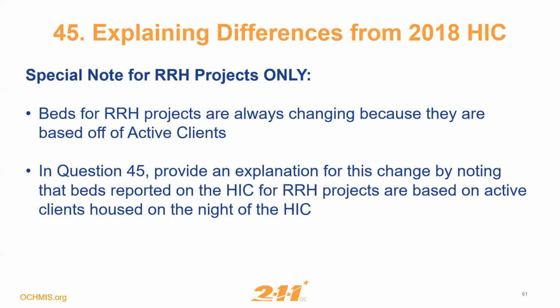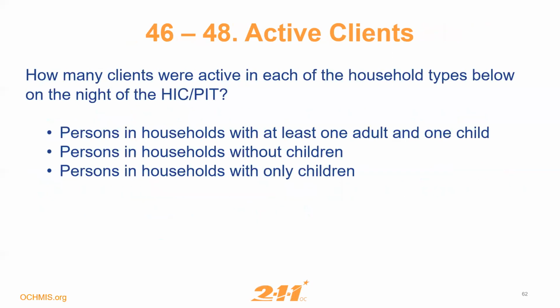So now we want to know about your active clients. So this asks how many clients were active in each of the household types below on the night of the HIC PIT, and that is active clients in households with at least one adult and one child, active clients in households without children, and active clients in households with only children. So I'm going to go over the process to find out the number of active clients if your project participates in HMIS.